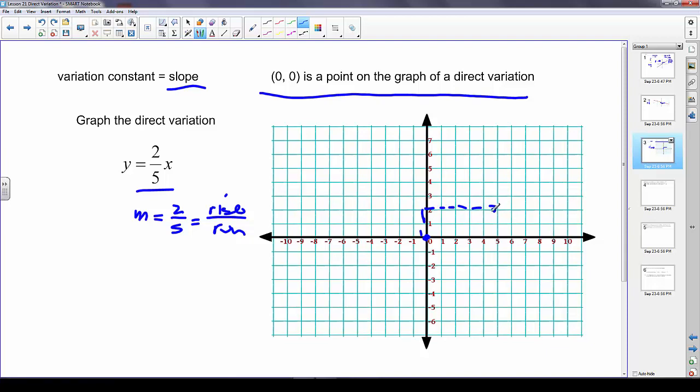put a dot there, and then draw a line connecting the 2 points. Now if we want to be accurate, equally on the other side, we go down 2 and back 5, putting another dot, connect those dots. And there's our direct variation.